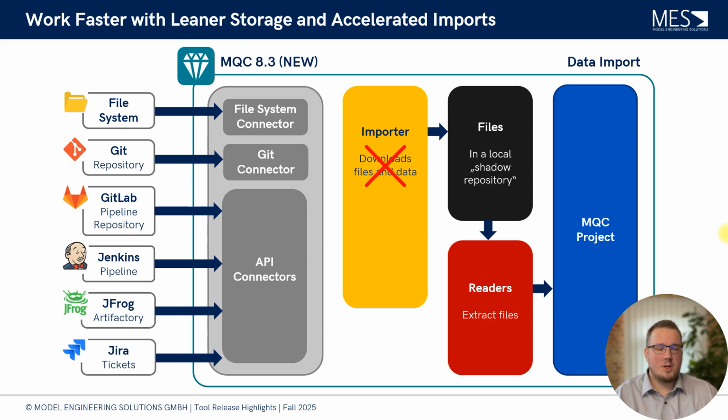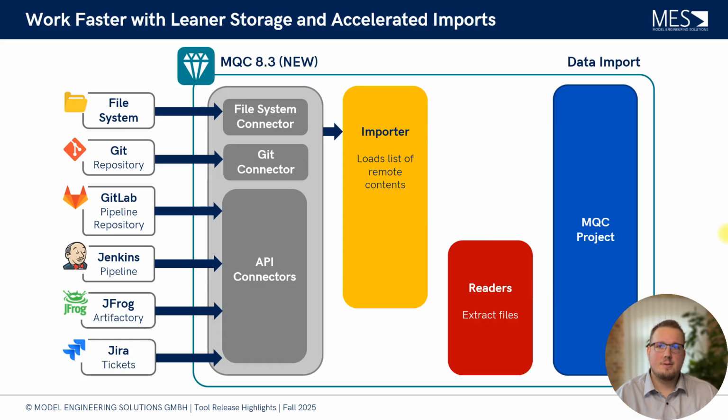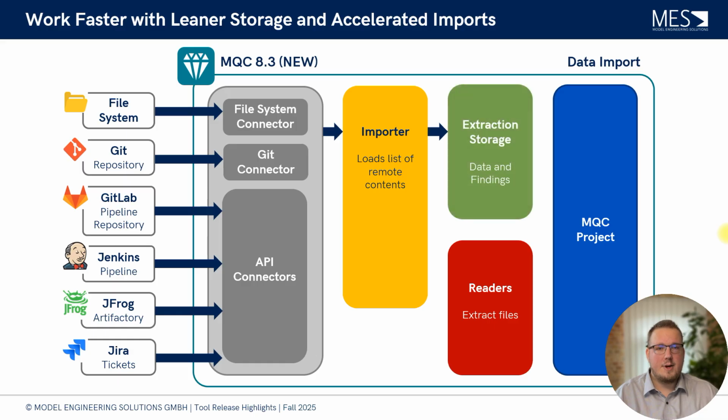The importer doesn't download the files and data anymore, but instead it just gets a list of all the remote contents, which means that it only gets meta information of the files that exist, but not the content of the file itself. The files are then not stored in a local shadow repository, but instead they are extracted into a storage. And if the file already exists in the storage, we don't even need to call the file reader to extract something. We just take the existing result that we already exported before.